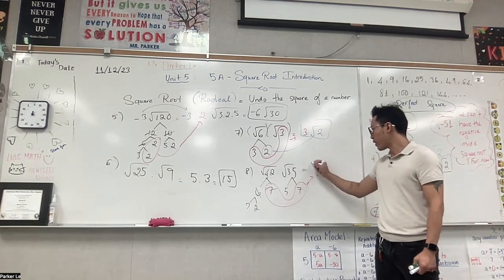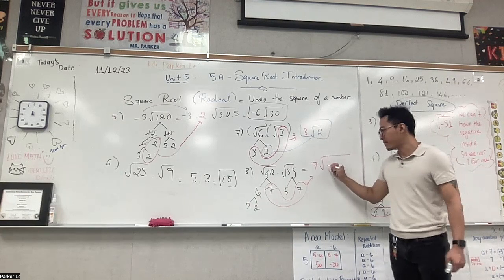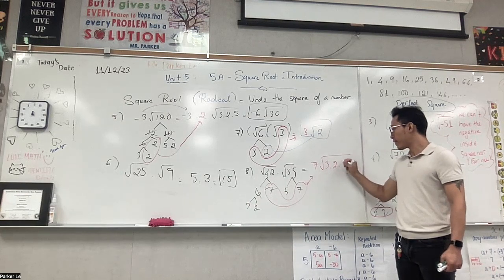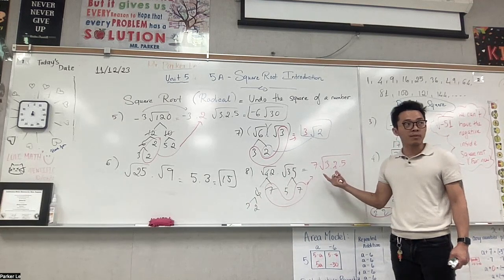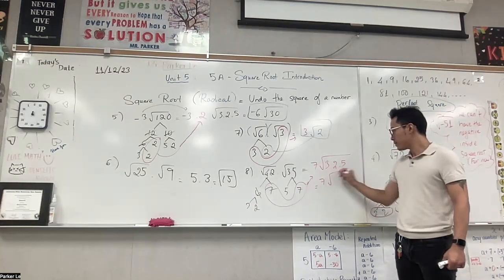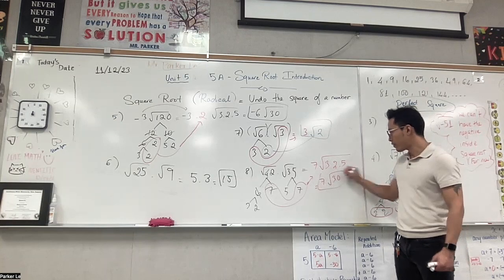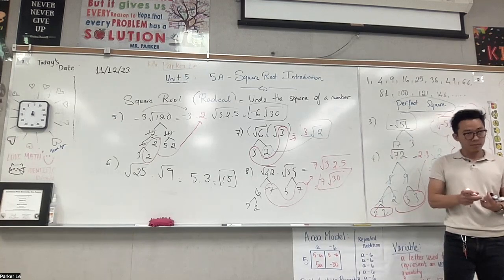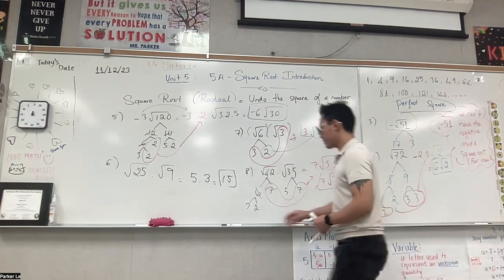So 7 is going to go outside. 7. What do you have inside? 3, 2, and 5. What are you doing with them? You're going to multiply them or plus them? Multiply, okay? So 7, 30. 1 point for Carlos. Easy, right? Easy.